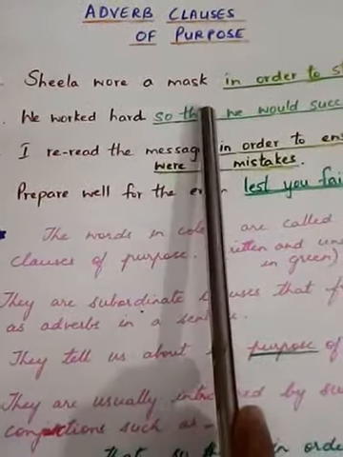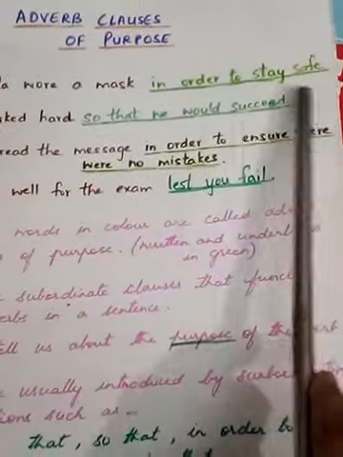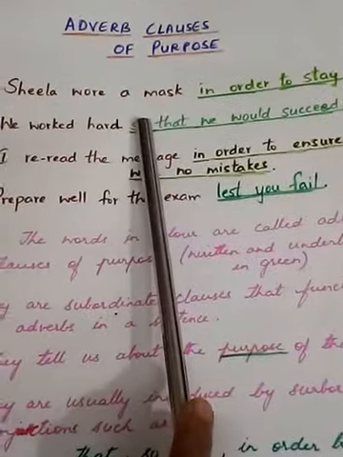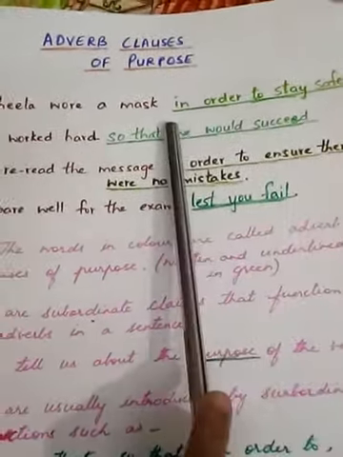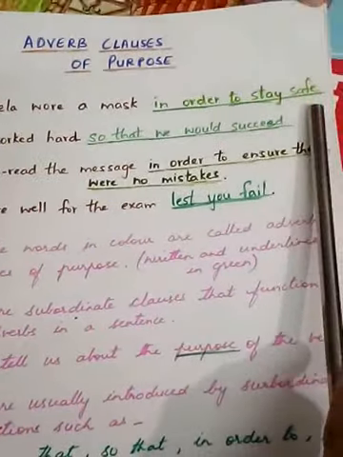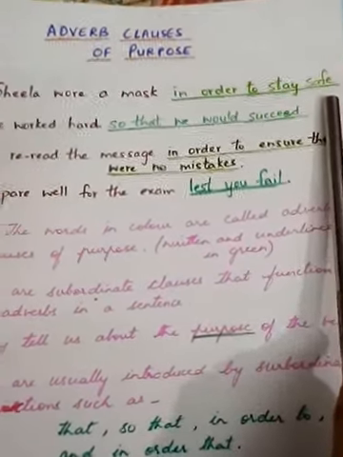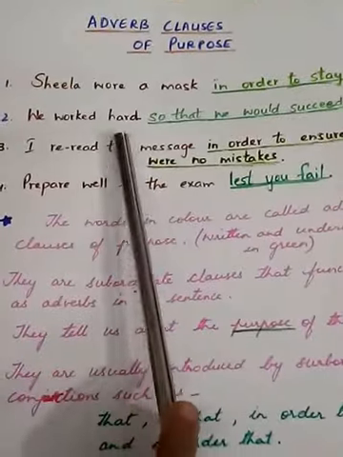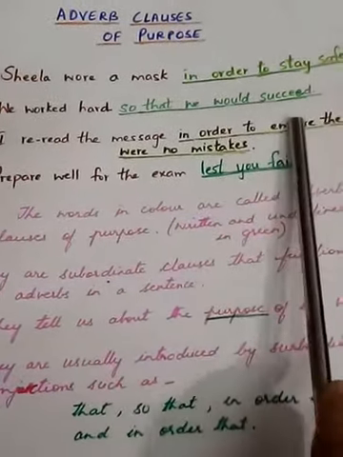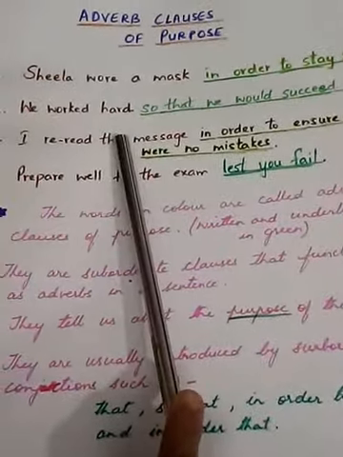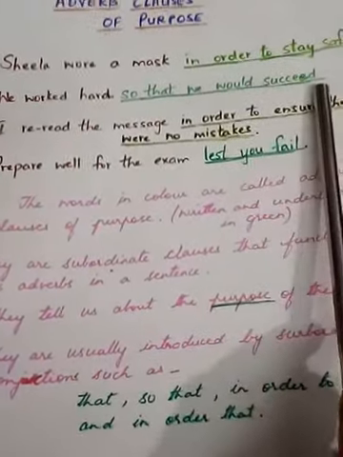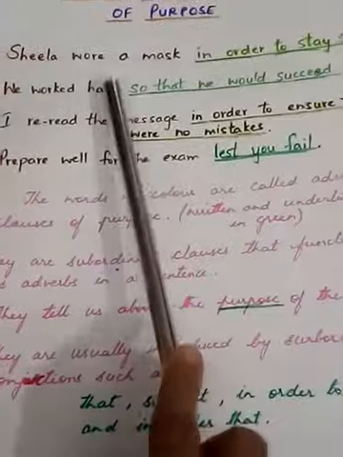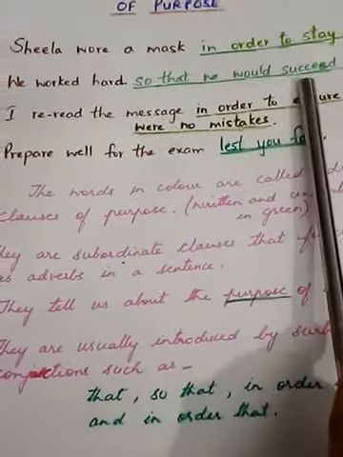Sheila wore a mask in order to stay safe. Why did she wear a mask? What was the purpose of it? In order to stay safe. So this underlined word in green is the adverb clause of purpose. We worked hard so that we would succeed. What is the purpose of working hard? So that we would succeed. So from here to here is the adverb clause of purpose. You can see it underlined in green.